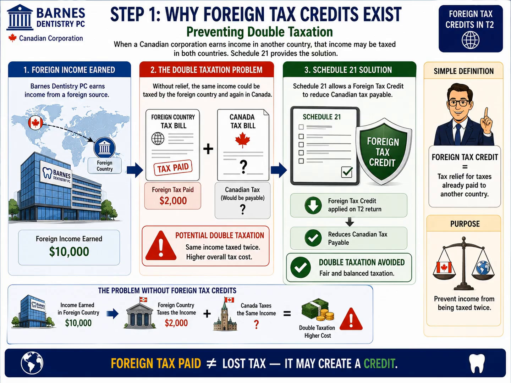When a Canadian corporation earns foreign income and pays foreign tax, Canada may provide relief through a foreign tax credit. That credit helps ensure that the same income is not taxed twice and allows international business and investment activities to be taxed more fairly. In the next step, we'll see exactly how Schedule 21 calculates the foreign tax credit and how foreign taxes paid are converted into Canadian tax relief.